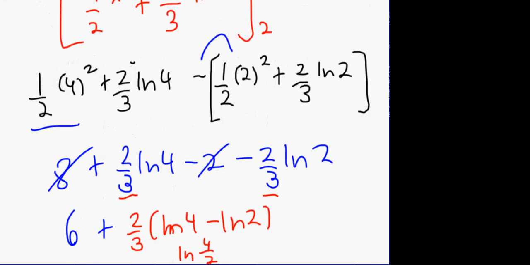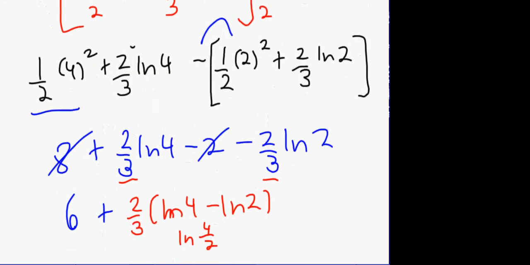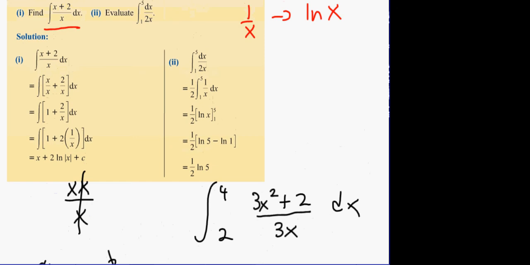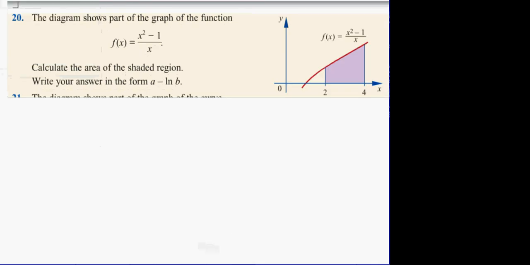I gave you maybe extra examples there, so you can have a look at them. Now we have a context question. Here it is here. Okay guys, look at this one here. Diagram shows part of the graph of the function f of x equals x squared minus 1 all over x. Calculate the area of the shaded region and write your answer in the form a minus ln b.